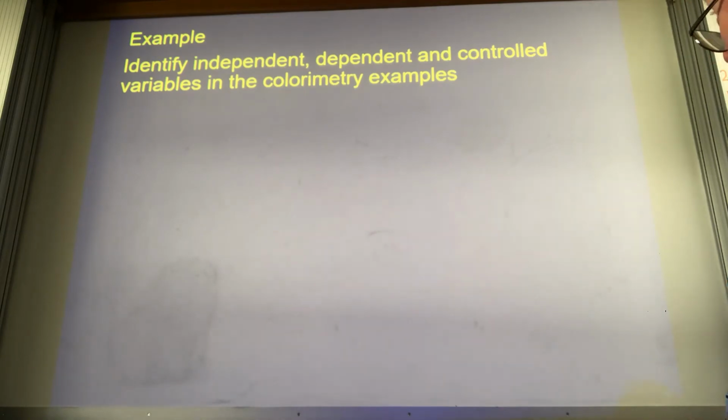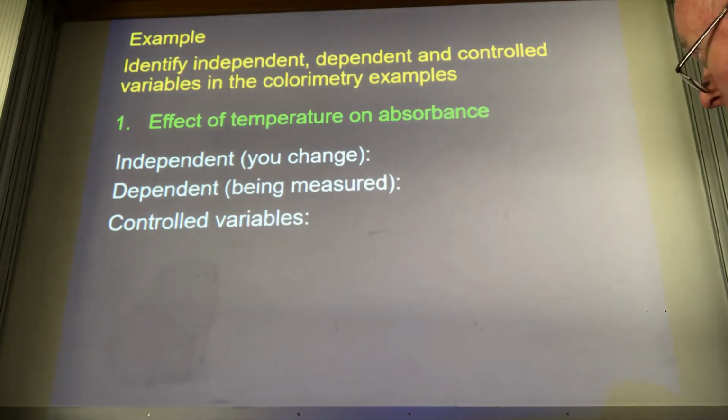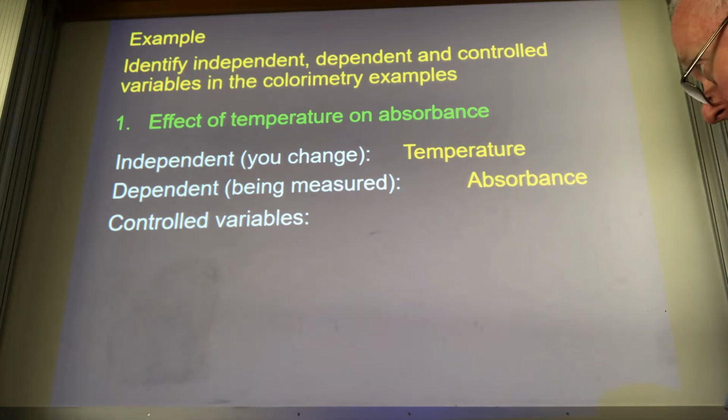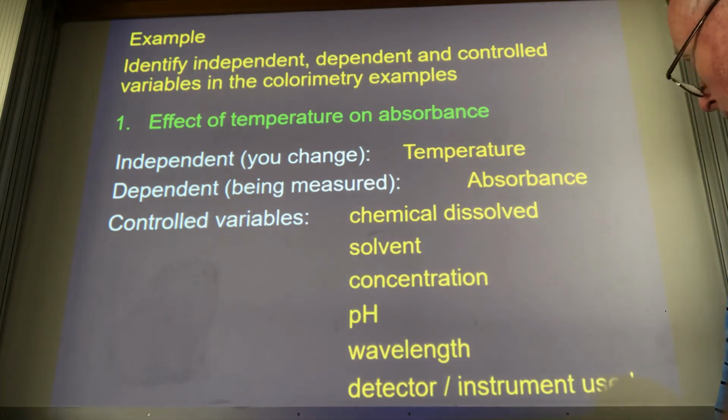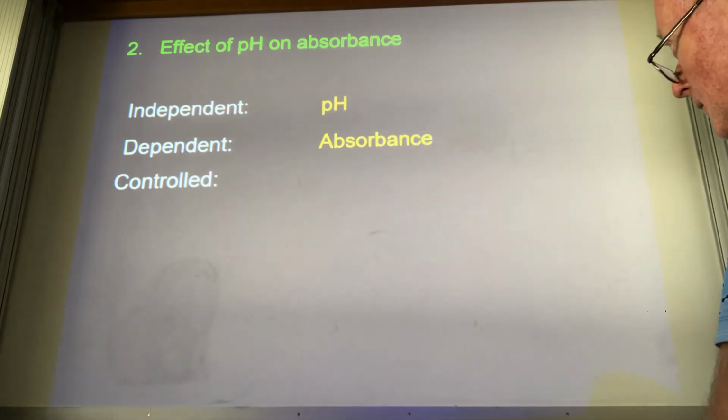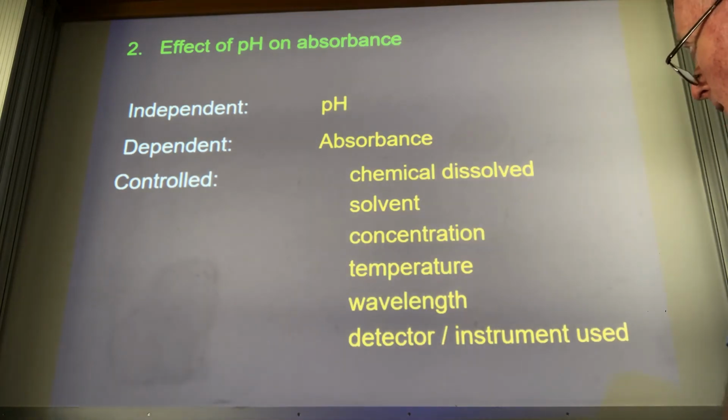So variables in the colorimetry experiment. The independent variable, the one that you change, is clearly temperature. Dependent variable that we're measuring is absorbance. And every other factor that you might think might interfere is a controlled variable. For the pH example, very similar. The difference is this time the dependent variable is pH and temperature becomes a controlled variable. The dependent and the other controlled variables will be pretty much the same.